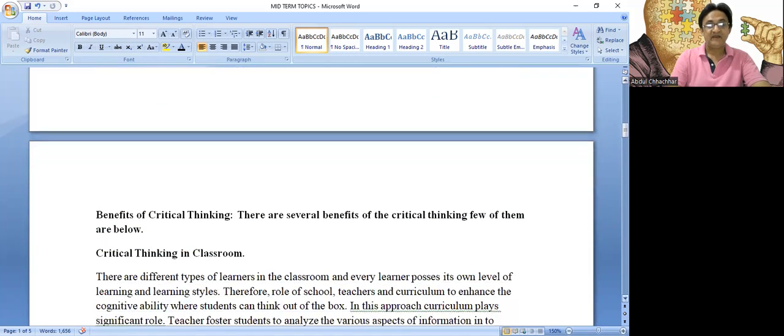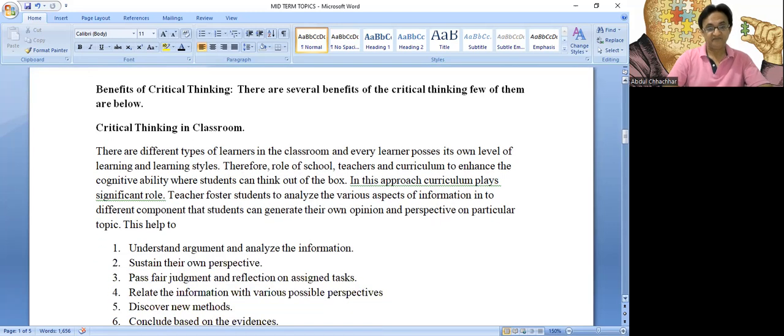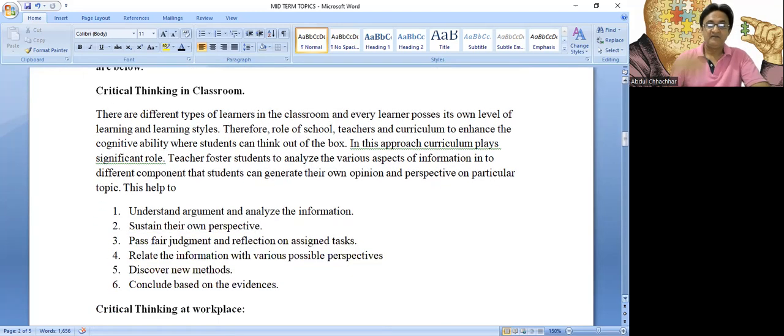Then the benefits in the classroom. I have taken these benefits from the teachers' handouts, and these are the same if you use various sources or books; they will give you all of these. So for critical thinking in the classroom, you should not be limited to this.